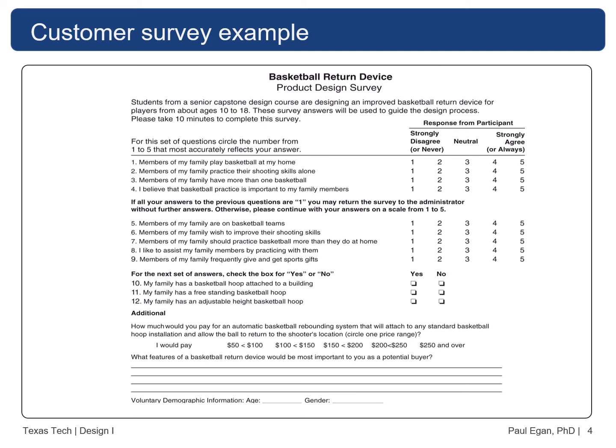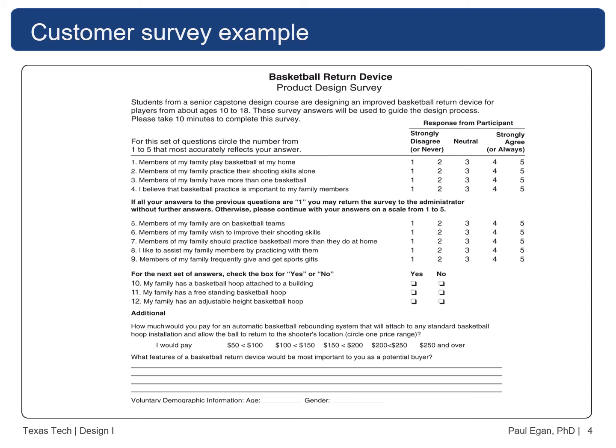And so some of these questions: members of my family play basketball at home. This is going to give you an idea about the person. And then questions like members of my family are on basketball teams might give you an idea of their knowledge. Members of my family wish to improve their shooting skills. That gives you an idea of whether free throw shooting is actually something people want to improve or not, because maybe they feel good shooting and it's their running skills or defense skills that they would rather improve.